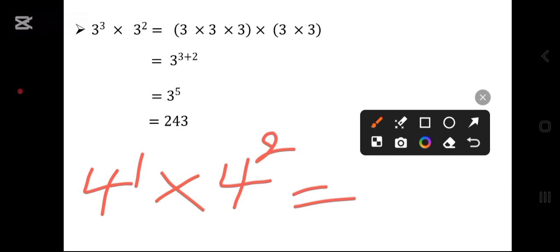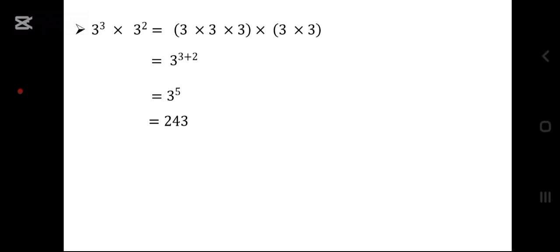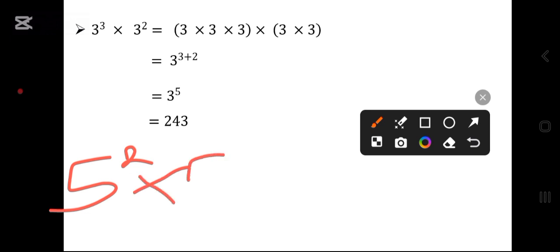Let's take 4 raised to the power 1 multiplied by 4 raised to the power 2. Since the bases are the same, what do we do? We add up the powers. 1 plus 2 gives us 4 raised to the power 3. Let's take another example. We have 5 raised to the power 2 times 5 raised to the power 3.